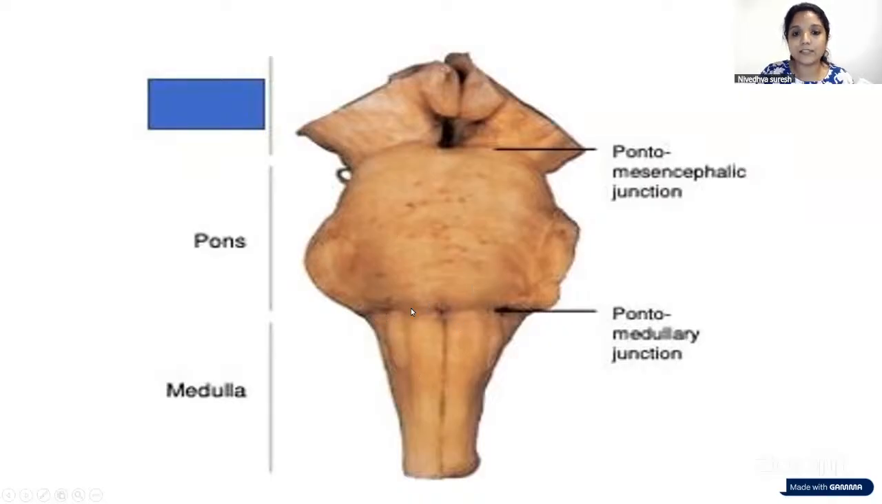Okay, these structures are very important when we revise the external features or the internal features of the parts of the brainstem. So these grooves are very important.